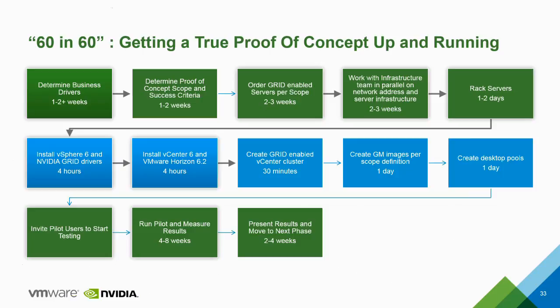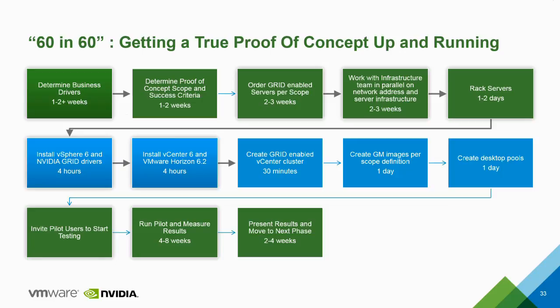Then you need to actually determine what's your scope of a proof of concept. You can't do this without testing this. You can't do this without deploying it initially in a proof of concept to understand your deployment model. Make sure you define success criteria. If you don't understand what success is, you can't measure it. You can't get the buy-in from your business to deal with it.